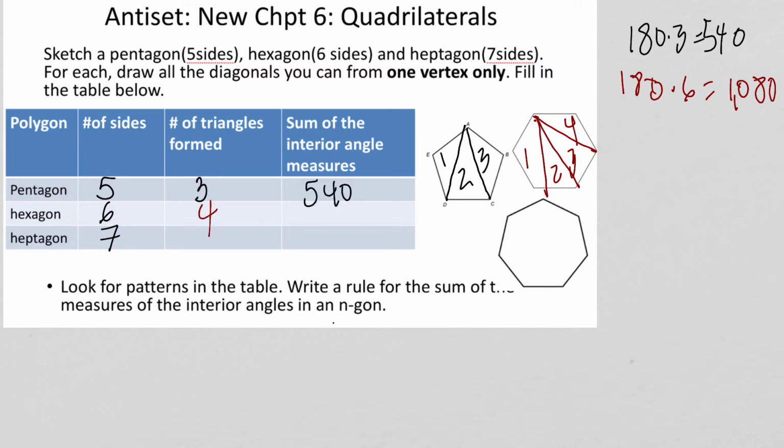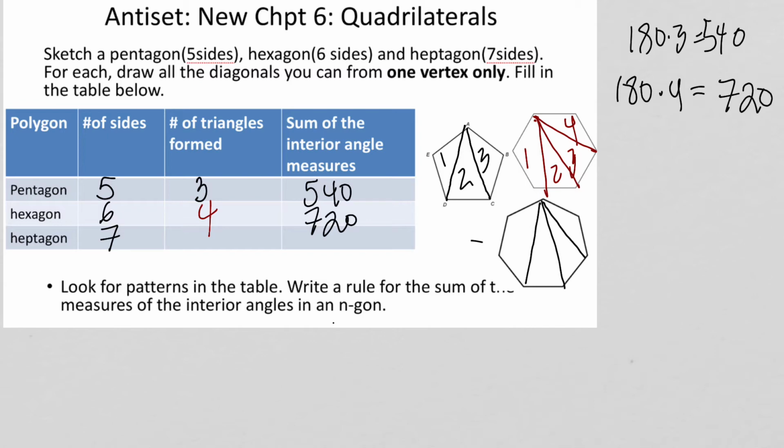So I was mistaken. I was thinking about the sides, my bad. So again, let's just erase this here. I'm doing 180 times 4 triangles are in that 6-sided shape, which comes out to be 720 degrees total. For the last one there, for the heptagon, 1, 2, 3, 4, 5. So that's going up by 1 each time for these. I got 5 triangles. So I'm going to do 180 times 5 triangles, which is 900 degrees.